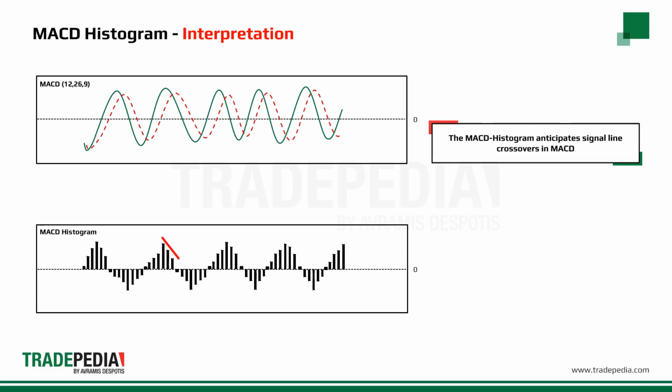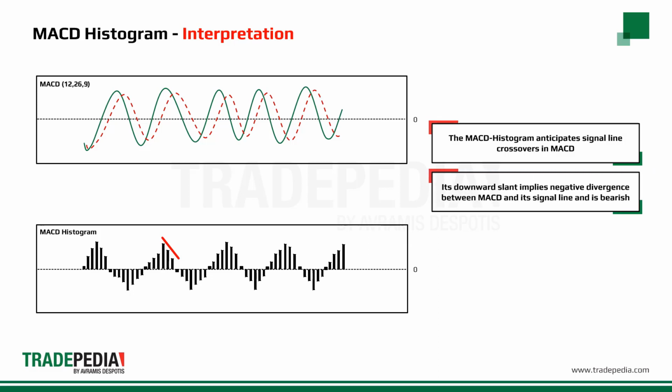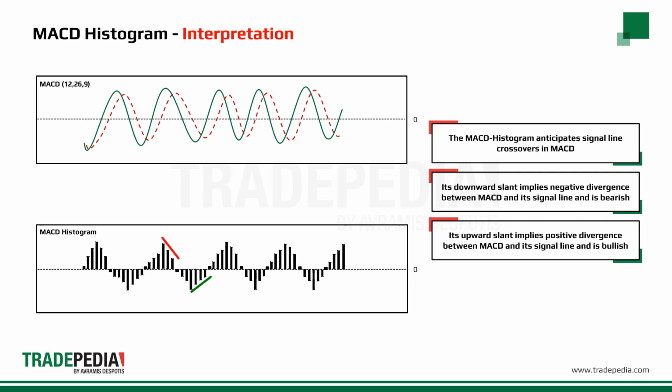The MACD histogram anticipates signal line crossovers in MACD. A downward slant in the histogram implies negative divergence between MACD and its signal line and is bearish. An upward slant in histogram implies positive divergence between MACD and its signal and is bullish.